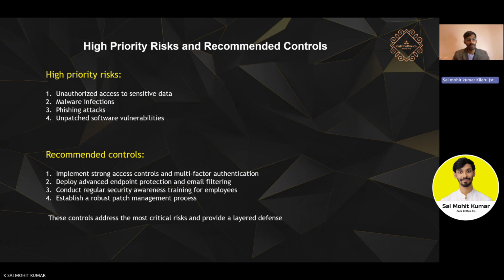Deploy advanced endpoint protection and email filtering to protect against malware infections and phishing attacks. The organization should deploy advanced endpoint protection solutions such as antivirus software, firewalls, and intrusion detection and prevention systems on all the devices. Implement email filtering solutions that can detect and block all suspicious emails, attachments, and links. Use web filtering to prevent access to malicious websites and domains, and conduct regular security awareness training for employees. Human error is often a significant factor in security incidents.